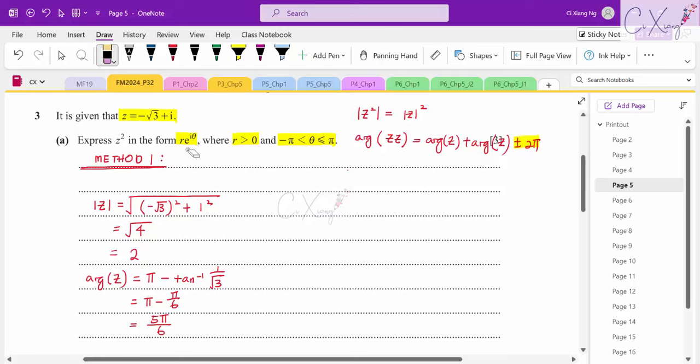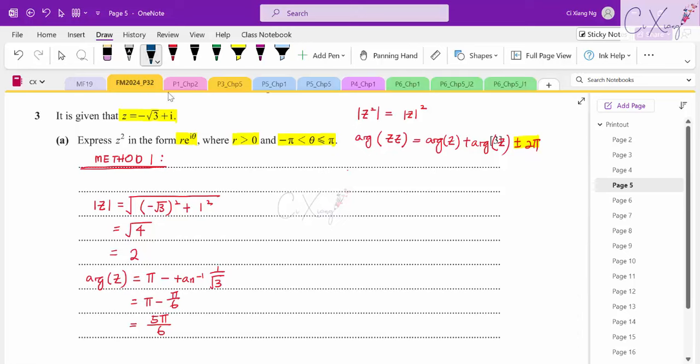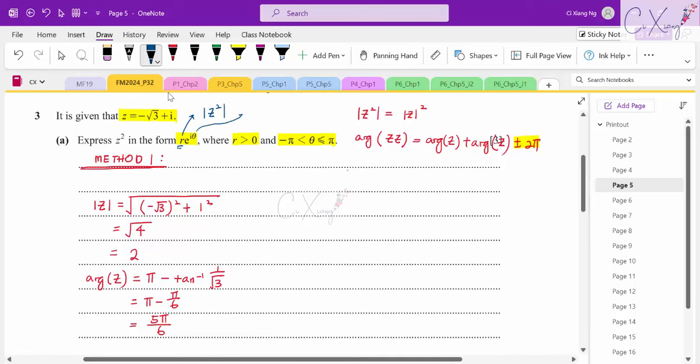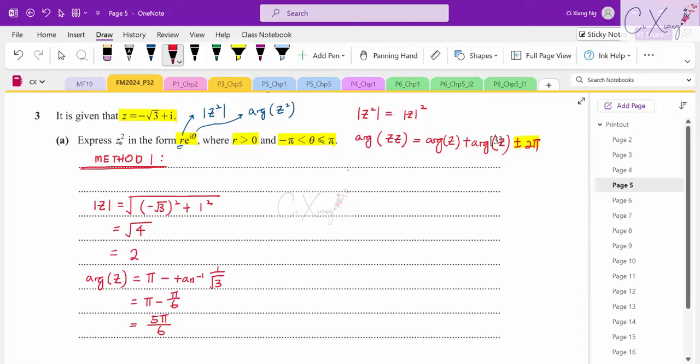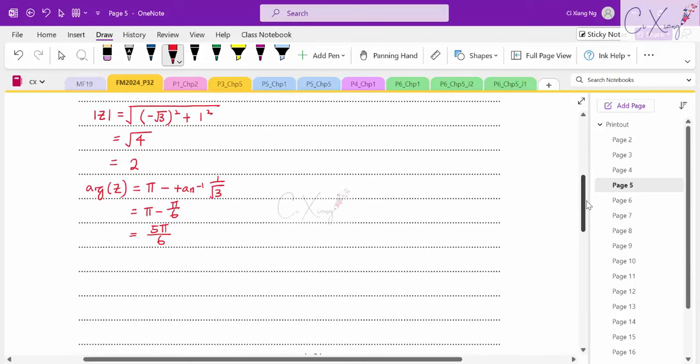So for the exponential form here, if you try to observe, the r here is the modulus of z squared, and the theta here will be the argument of z squared. So if I'm able to find the argument of z squared and also the modulus of z squared, then I can rephrase the z squared in the exponential form. Okay, so let's continue. Now I want to find out the modulus of z squared.